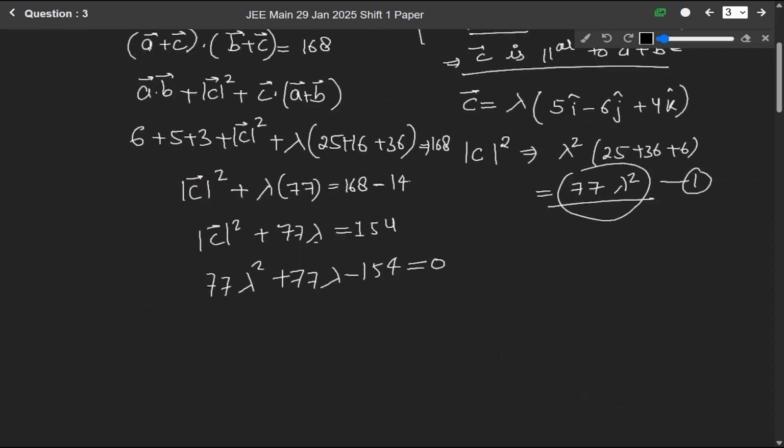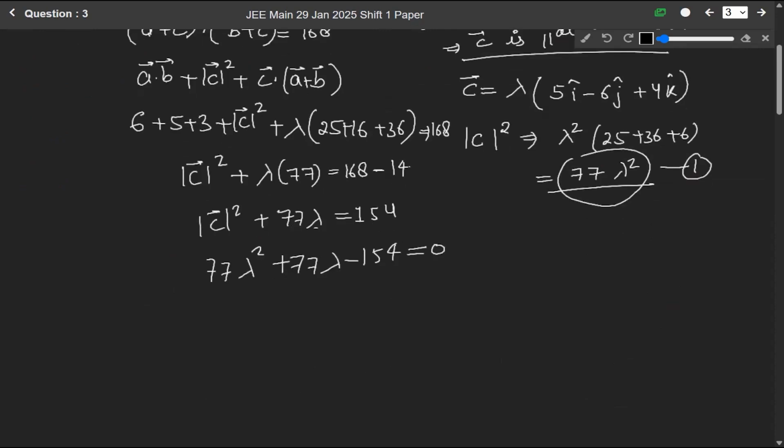When we solve this, taking 77 common, we get lambda square plus lambda minus 2 equals 0. So it will be (lambda plus 2)(lambda minus 1) equals 0.